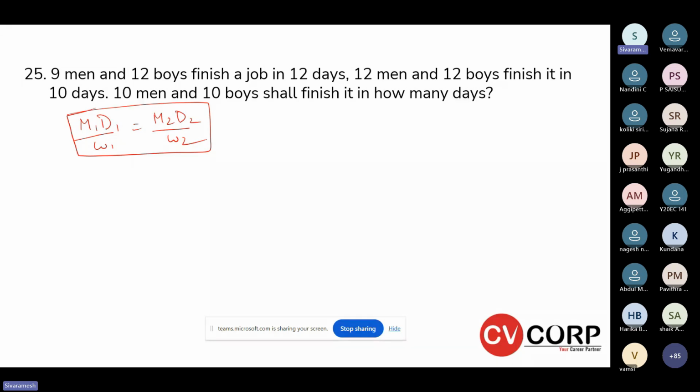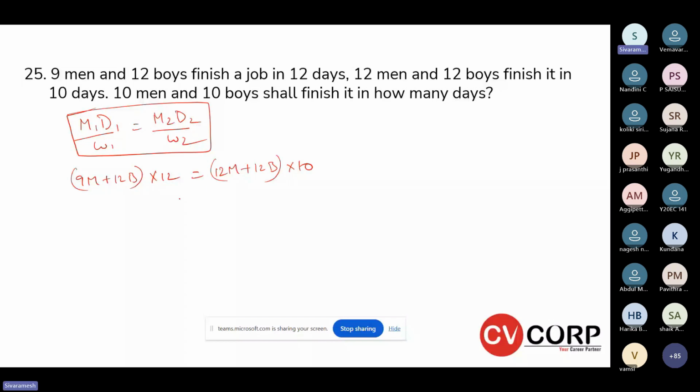So here, 9 men and 12 boys can complete a work in 12 days. So this entire thing is manpower, days and work. Some people might take T instead of D, but both are fine, both indicate days or time. Next, M2 D2: here 12 men plus 12 boys are able to do that work in 10 days. First, we'll try to find the efficiencies of man and boy.